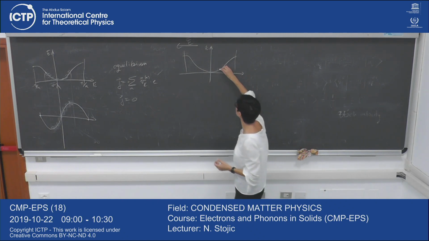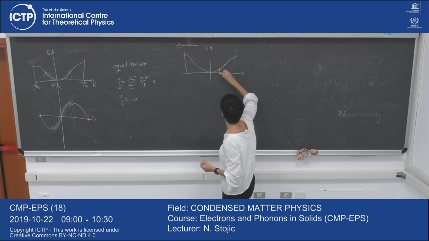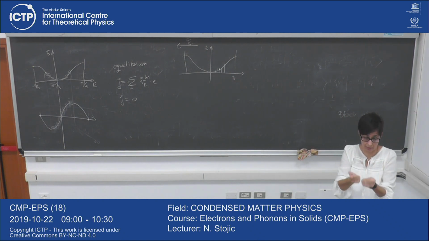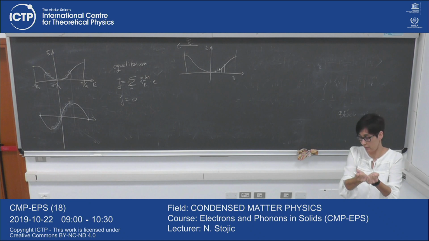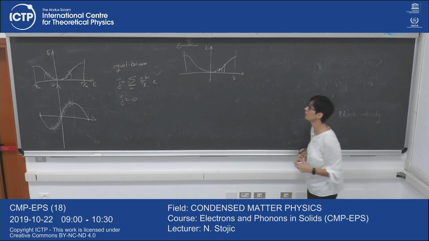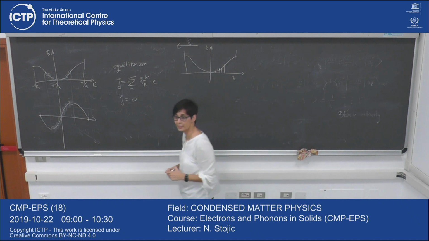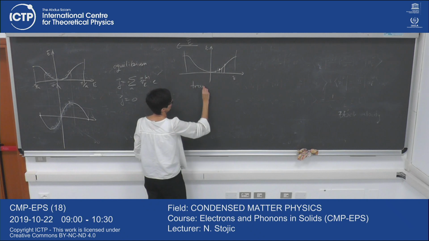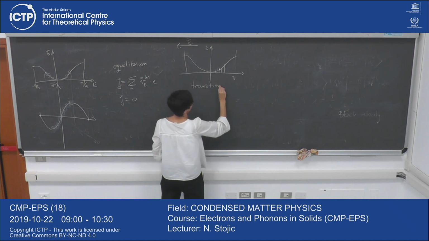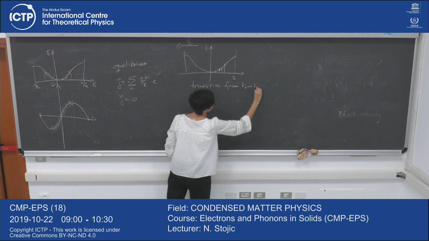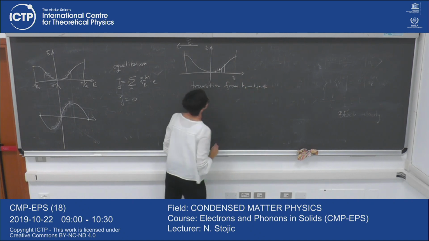You will get the states. These are all the states with K. You get a force acting on them, pushing them to move. And this electric field will actually cause transitions from K1 to K1 plus delta K.